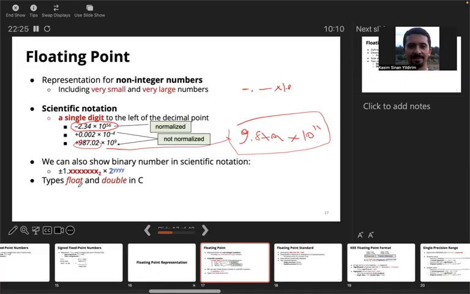Basically, we can do the same for base 2. Again, I can represent the number as 1 point something in base 2, multiplied by a power of 2, as you see in this example. If we change the notation and represent our number using this scientific notation, then we can encode it very efficiently. It also enables us to represent very large or very small numbers using a fixed number of bits.